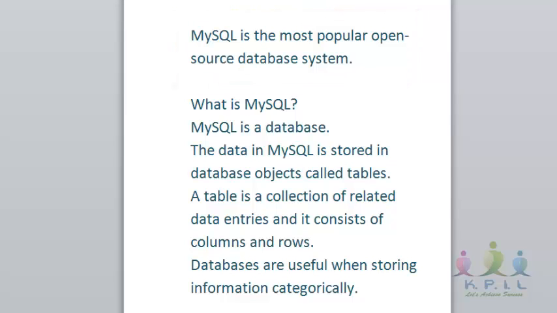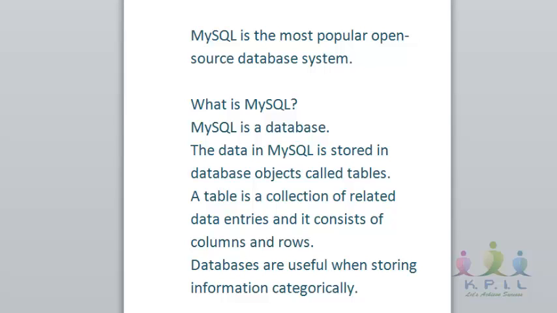The data in MySql is stored in database objects called tables. A table is a collection of related data entries and it consists of columns and rows. Databases are useful when storing information categorically.